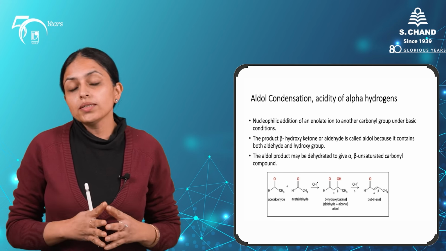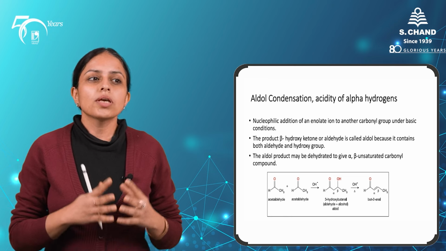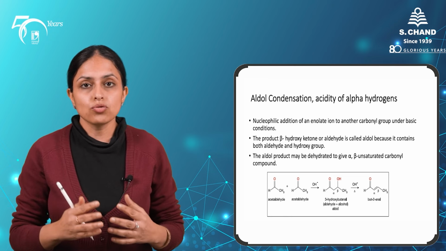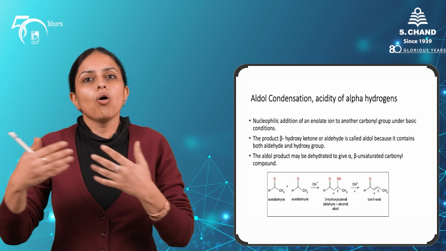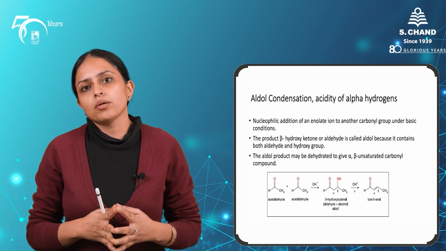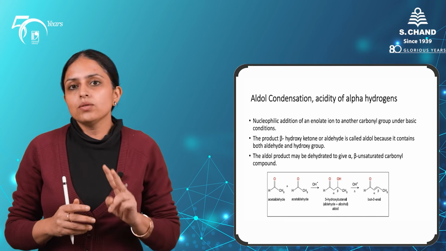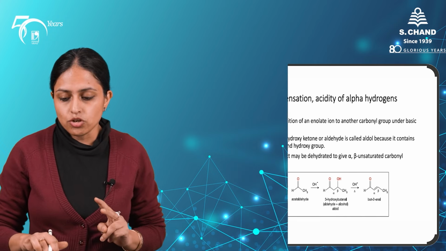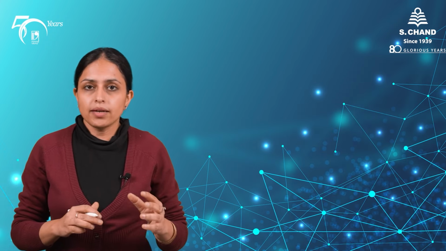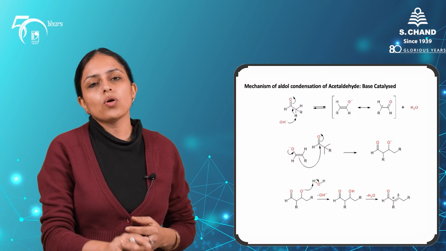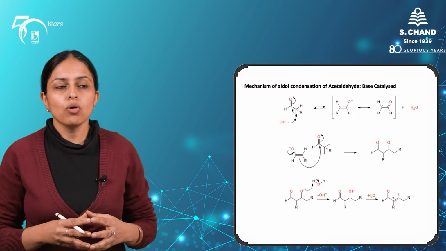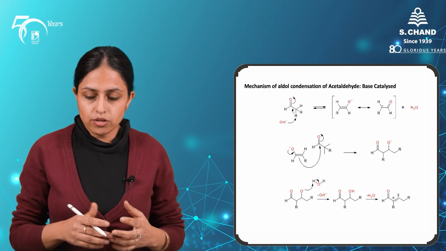So aldol condensations are a very important reaction in a way that they give rise to another class of organic compounds, which are aldols or alpha beta unsaturated carbonyl compounds. There are two ways in which you can carry out aldol condensation, either acid catalyzed or using a base catalyst. Usually aldol condensation is base catalyzed. So let's look at the mechanism of this reaction.